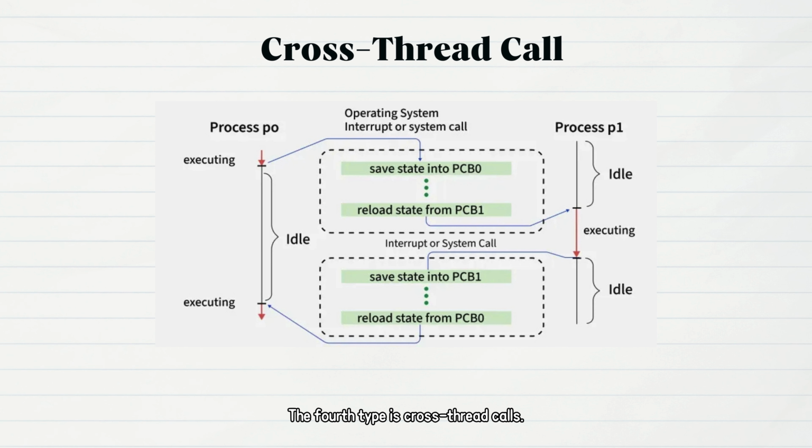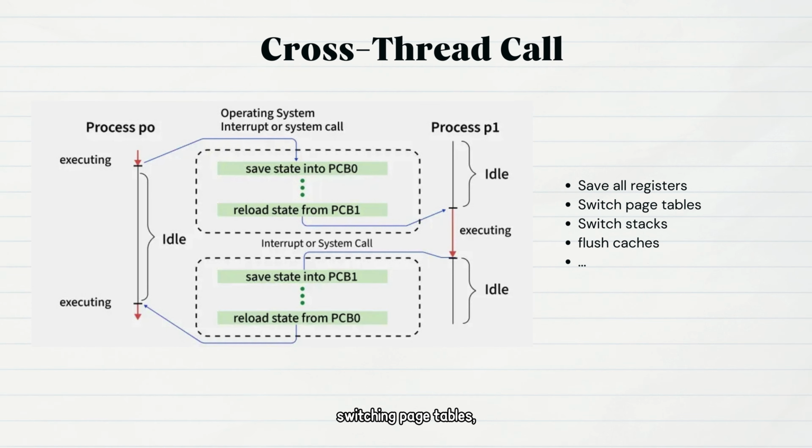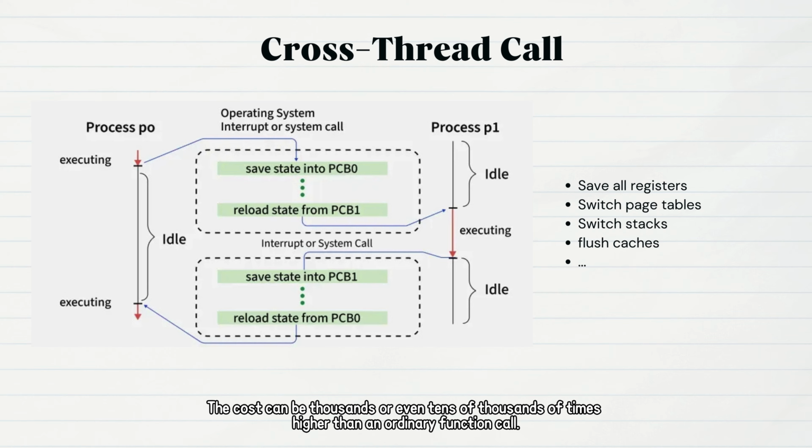The fourth type is cross-thread calls. This is no longer just a function call. This is a full-blown operating system-level thread context switch. It requires saving all registers, switching page tables, switching stacks, and flushing caches. The cost can be thousands or even tens of thousands of times higher than an ordinary function call.